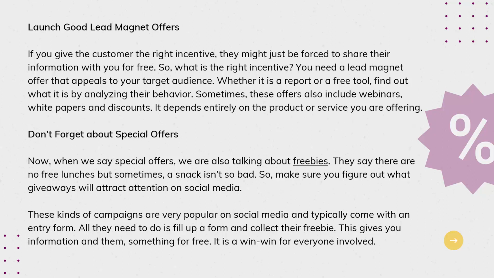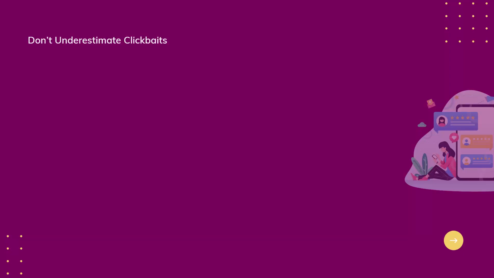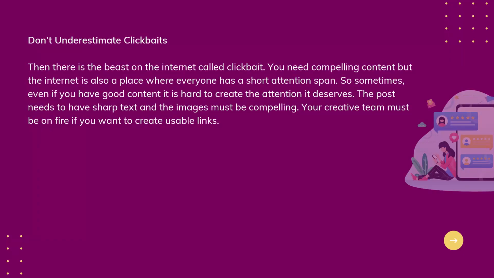Don't underestimate clickbaits. Then there is the beast on the internet called clickbait. You need compelling content, but the internet is also a place where everyone has a short attention span. So sometimes, even if you have good content, it is hard to create the attention it deserves. The post needs to have sharp text, and the images must be compelling. Your creative team must be on fire if you want to create usable links.